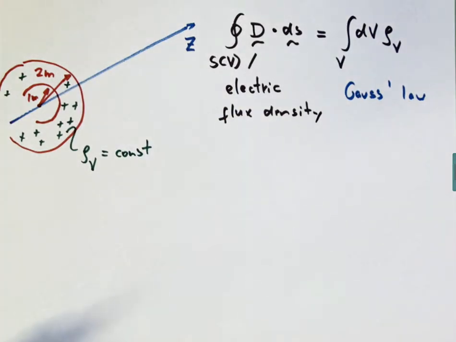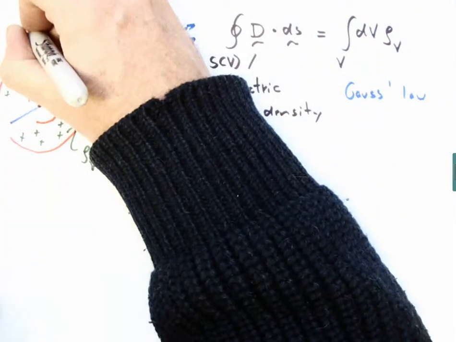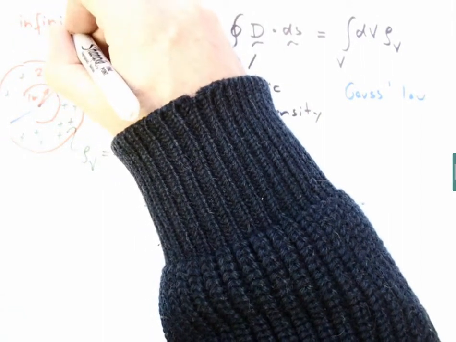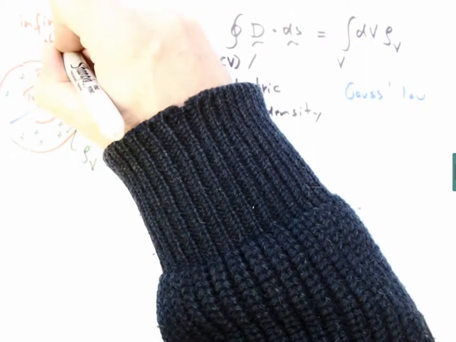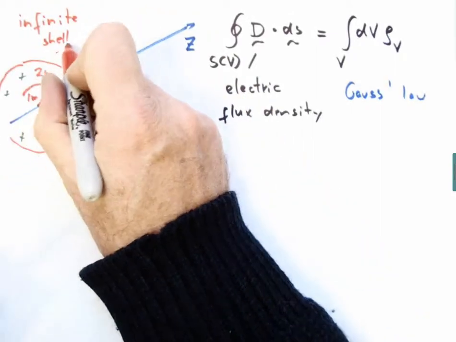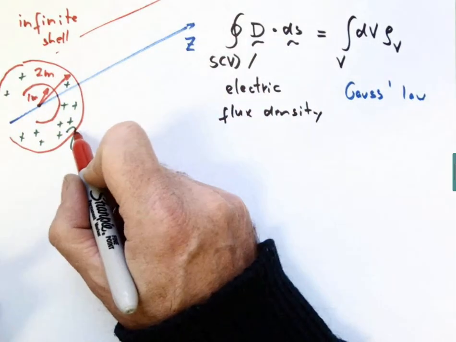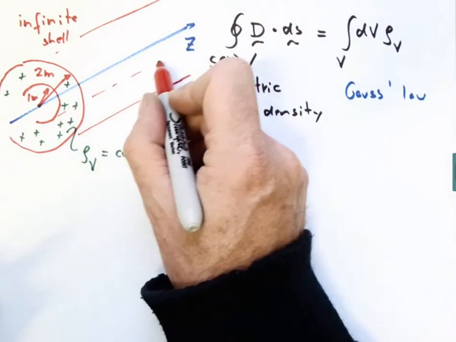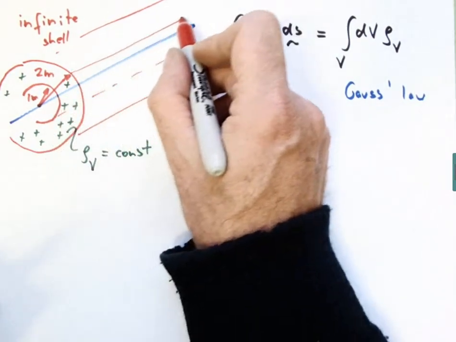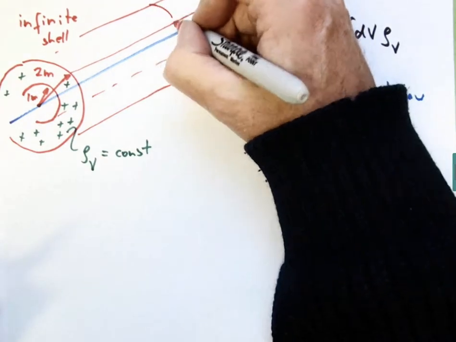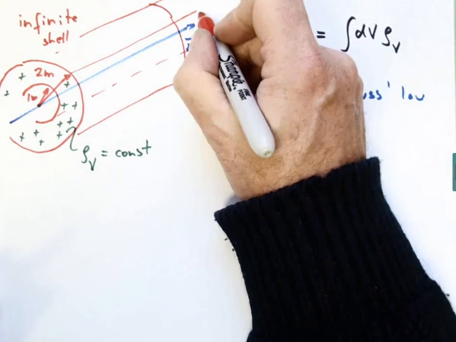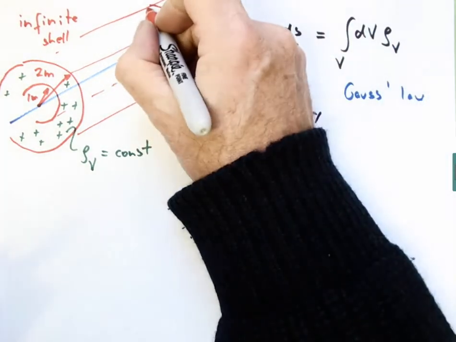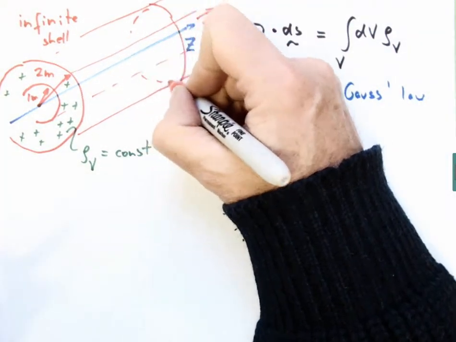The shell might extend to infinity on both sides. Infinite shell. We can draw it maybe like this, so that's the outer extent of the shell, and it goes on to infinity like that.